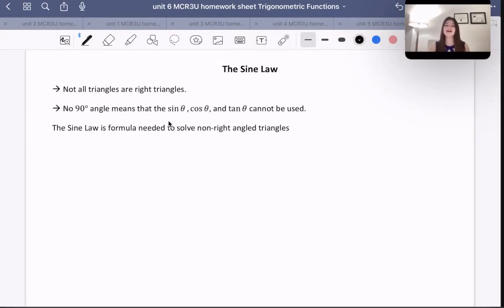Today we are going to be talking about the sine law. Last time we talked about basic trig ratios, and while they're very simple to use and have lots of benefits, the one drawback is that basic trig ratios only work when we have a right angle triangle. And there are so many triangles that are not right angle triangles.